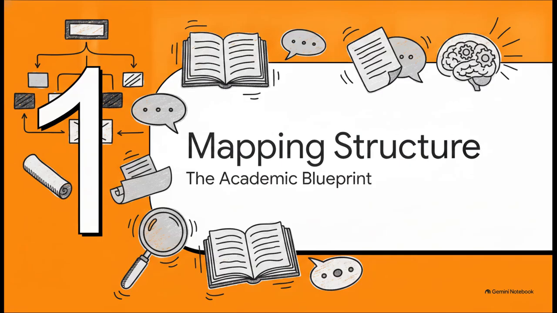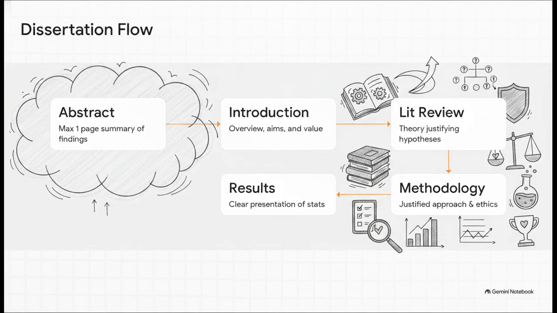Section 1. Mapping your dissertation structure. The absolute most important thing to remember here is that a strong dissertation mimics the flow of a professional journal article. It's chronological. It starts with an abstract, which is a maximum of 1 page summarizing your methods, your findings, and the implications. Then you move into the introduction, giving an overview, your aims, and the academic value of the work. That flows right into the literature review, where you use theory to justify your hypotheses.